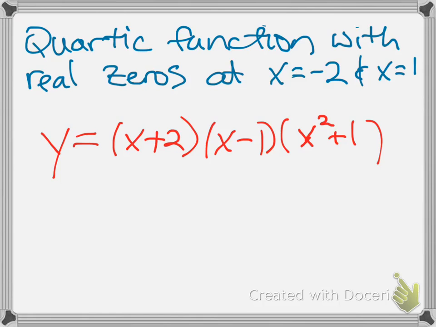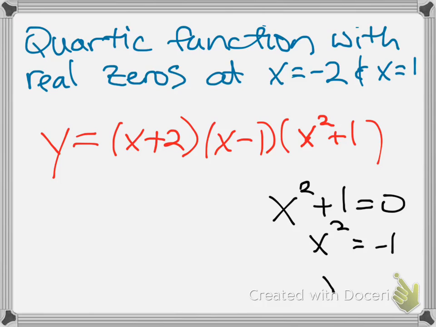if you set that factor equal to 0, just go ahead and do that real quick. If you set this factor equal to 0 and solve for x, then of course you get x squared equals negative 1, which means that when you take the square root, you get x equals positive or negative i. So there would be our final 2 zeros for this particular quartic function that I created.